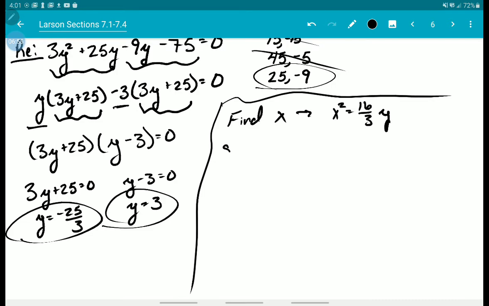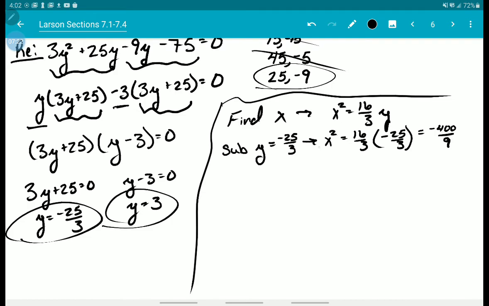And let's make our substitutions. We have y equals negative 25 over 3. Check out what happens when we substitute that in. We have x squared is equal to 16 over 3 times negative 25 over 3. 16 times negative 25 is negative 400. So we have negative 400 over 9.